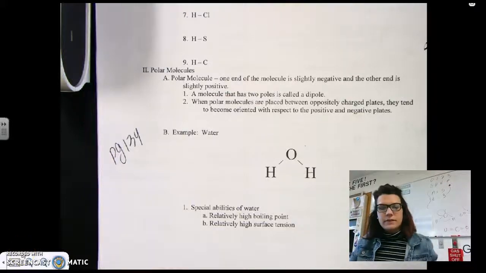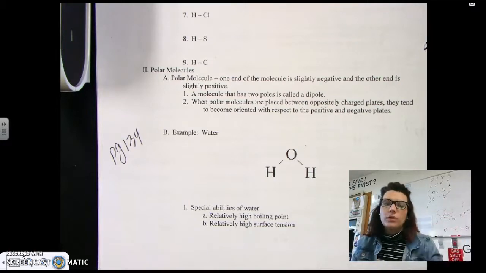Okay, so in the last video I talked about what a polar bond is. In this video I'm going to talk about a polar and a nonpolar molecule.